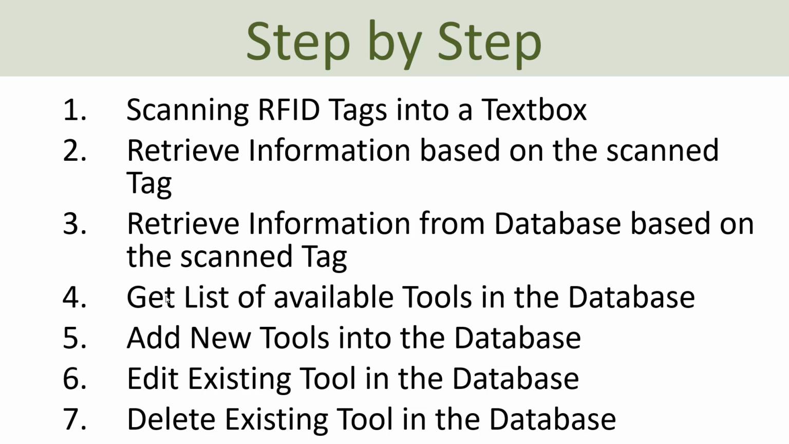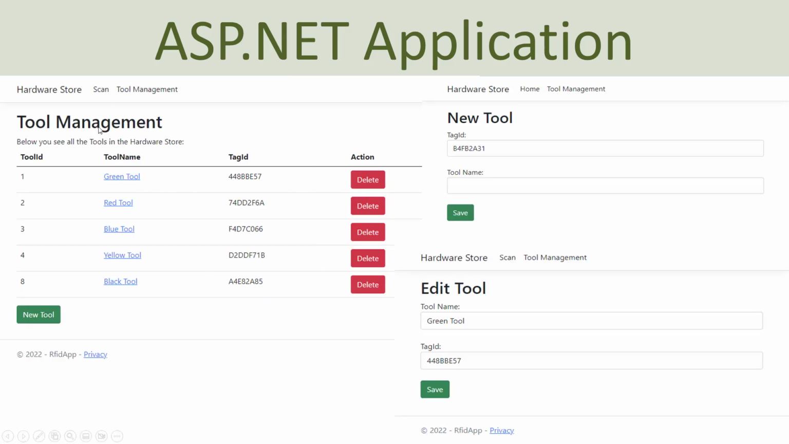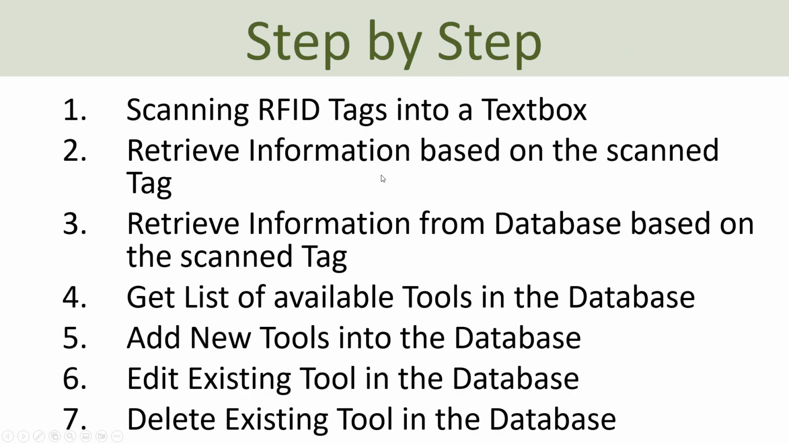So now we have a plan for what we are going to create. We have an idea of this final application which has this scan possibility and this tool management where we can create new tools, edit tools, delete tools, etc. So now we need to take it step by step, and the first step would be to scan an RFID tag into a text box. Not worry about any database at all, just be able to scan the unique RFID tag into a text box in a web page.